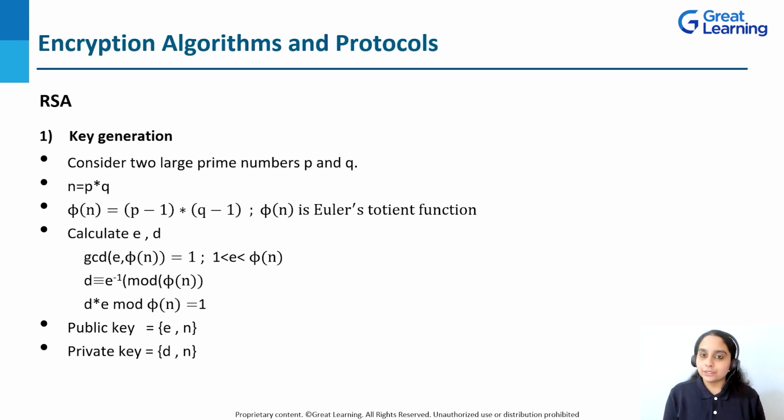After you calculate Euler's totient function, you must find out the value of E and D. The value of E should be greater than 1 but less than the Euler's totient function. Also the GCD of E and Euler's totient function should be equal to 1. While calculating the value of D, make sure that D into E mod Euler's totient function is equal to 1. After you calculate the value of E and D, you'll get the public key and the private key. E represents encryption and D represents decryption.